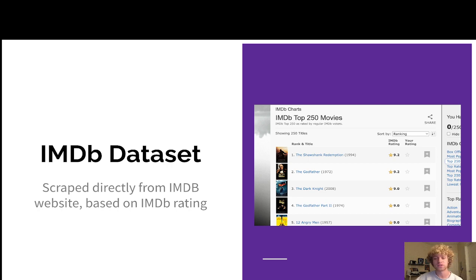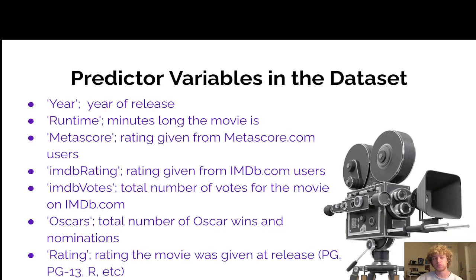Some of the variables I was able to pull were things like when the movie came out, how long the movie was, a couple of different rating metrics such as the IMDb rating and the total number of votes for the movie. For Oscars specifically, I combined the total number of Oscar wins and nominations just to get one number. As well, I have the maturity rating that was given at the time of the release.